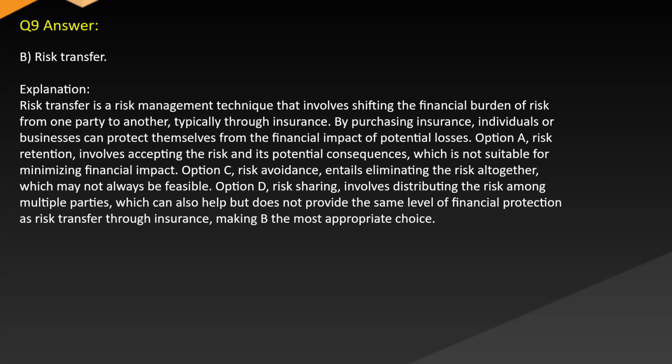Option A. Risk retention involves accepting the risk and its potential consequences, which is not suitable for minimizing financial impact. Option C. Risk avoidance entails eliminating the risk altogether, which may not always be feasible. Option D. Risk sharing involves distributing the risk among multiple parties, which can also help but does not provide the same level of financial protection as risk transfer through insurance, making B the most appropriate choice.